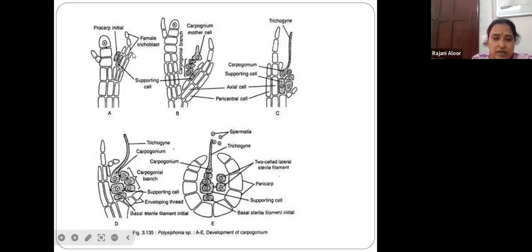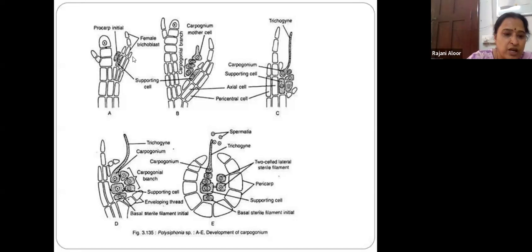Both trichoblasts are different. The male trichoblast produces spermatangia. The female trichoblast produces the carpogonium. On the trichoblast, the filaments develop, and the shape of this carpogonium is flask-shaped. You can observe the trichoblast here.